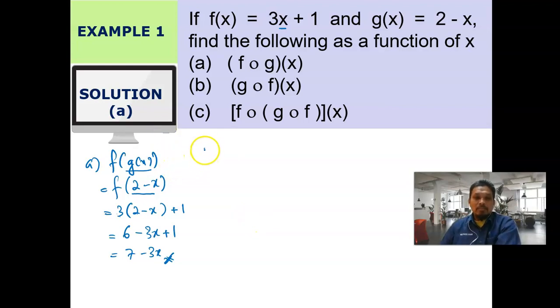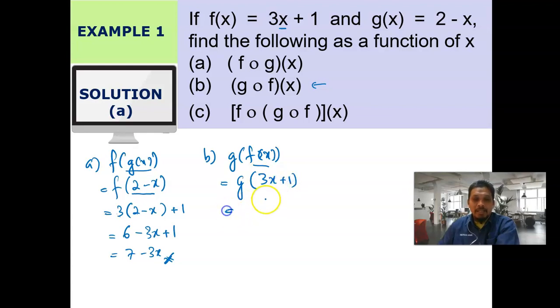Okay, and b, gf(x). The same process: write down the function f(x) first, where f(x) equals 3x plus 1. Then we substitute the function f into the x of the function g, where g is 2 minus x. So substitute x with 3x plus 1. Expand and simplify this: negative times 3x is minus 3x, negative times positive 1 is minus 1. So 2 minus 1 equals 1 minus 3x.